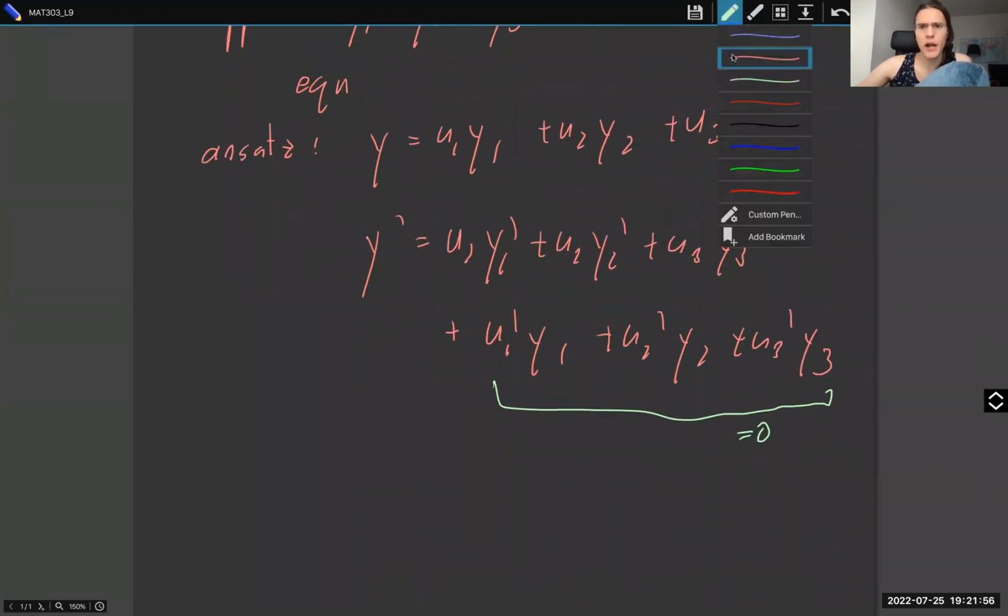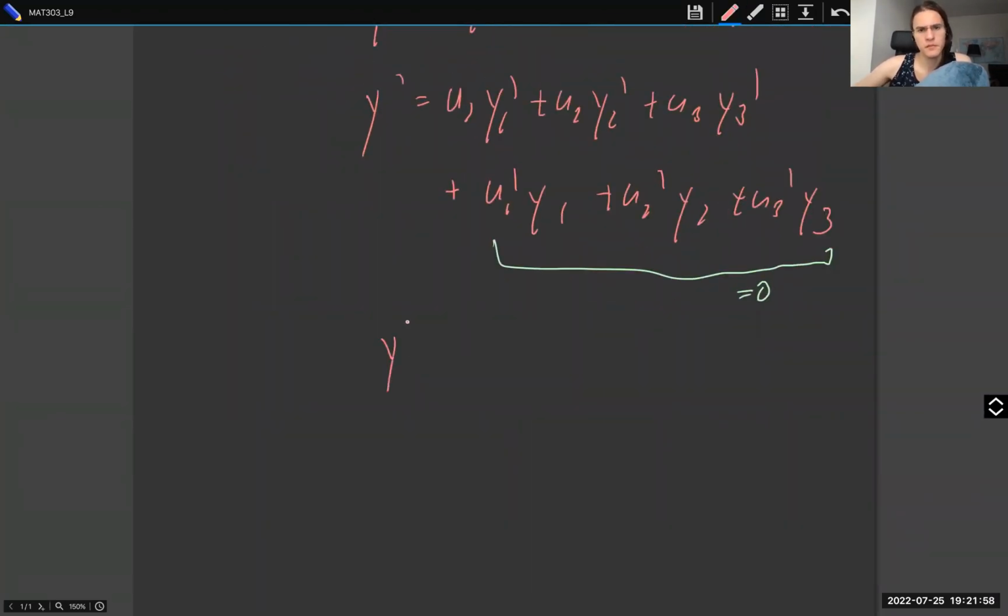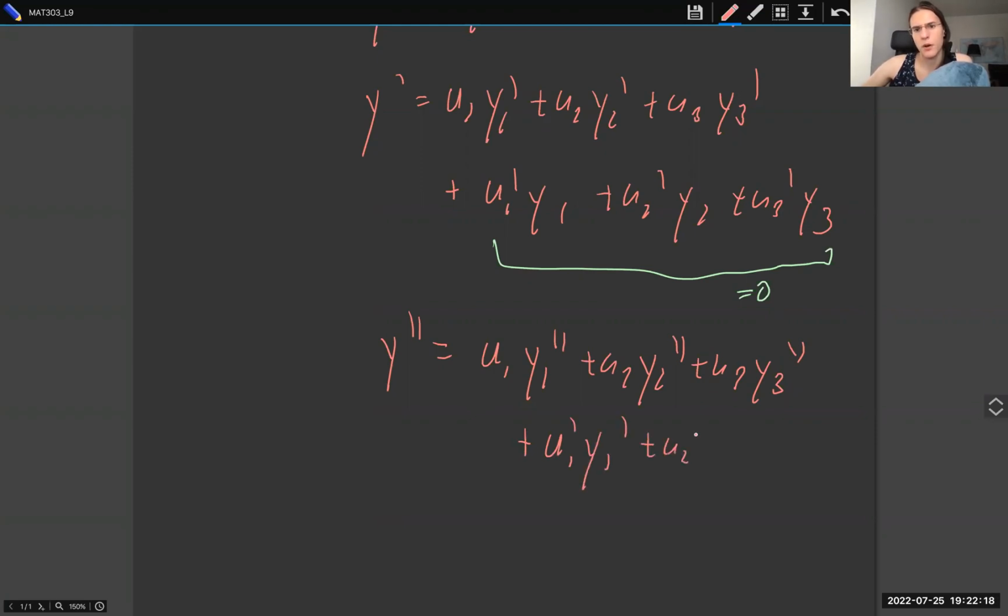Then when we take y prime prime, this term is 0, so we're going to ignore it. And then we're going to get u1 y1 prime prime plus u2 y2 prime prime plus u3 y3 prime prime, and then plus u1 prime y1 prime plus u2 prime y2 prime plus u3 prime y3 prime. And then we have one more degree of freedom at our disposal, so we're going to set this equal to 0.